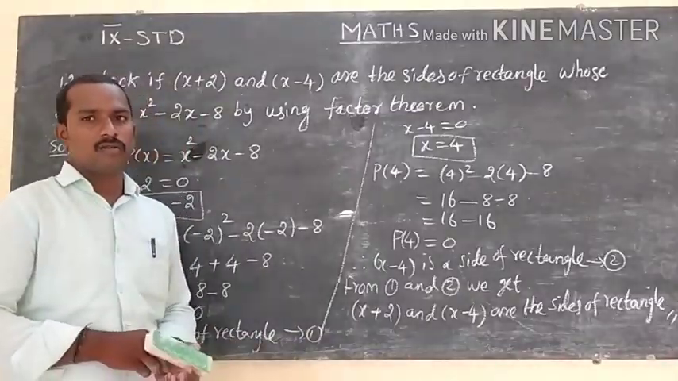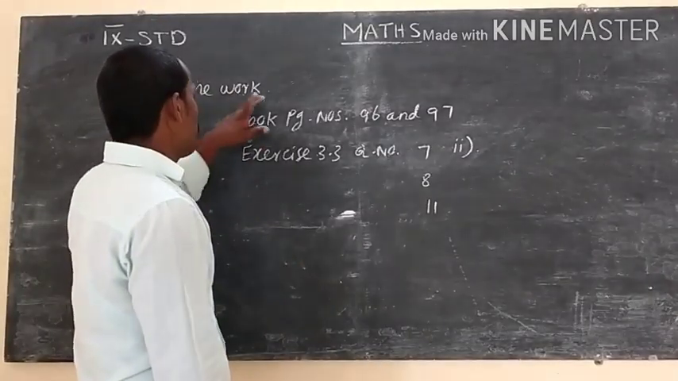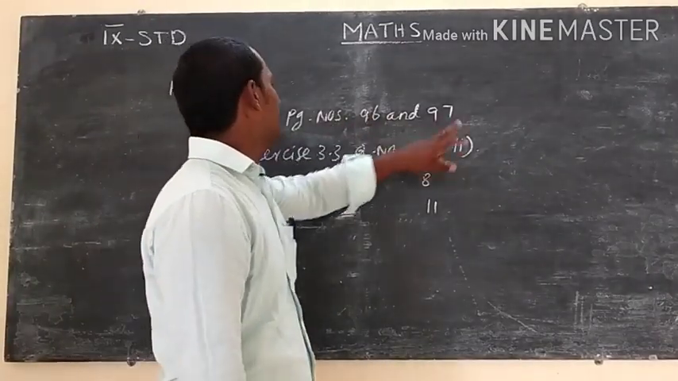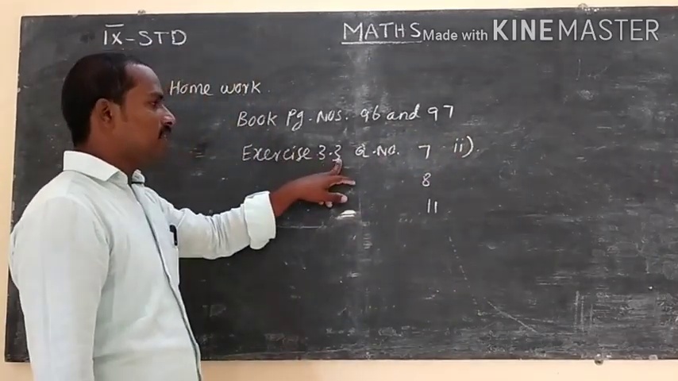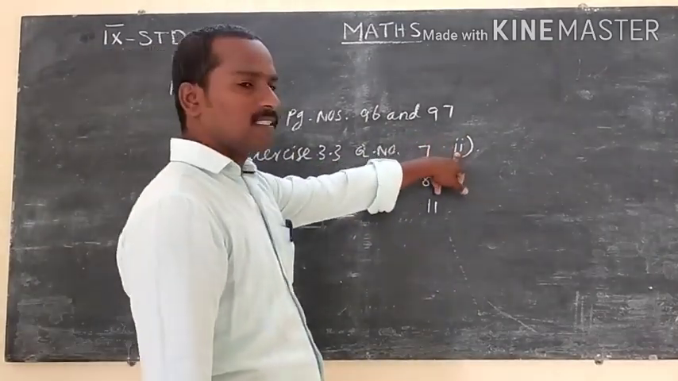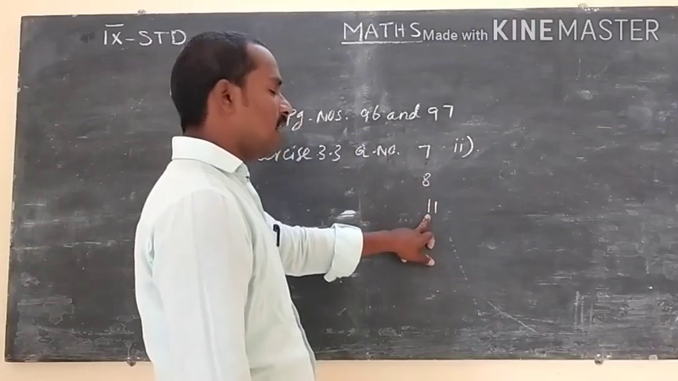Have you understood? Okay, dear students, today's homework: book page numbers 96 and 97, exercise 3.3, question number 7, second subdivision, and the 8th and 9th questions.